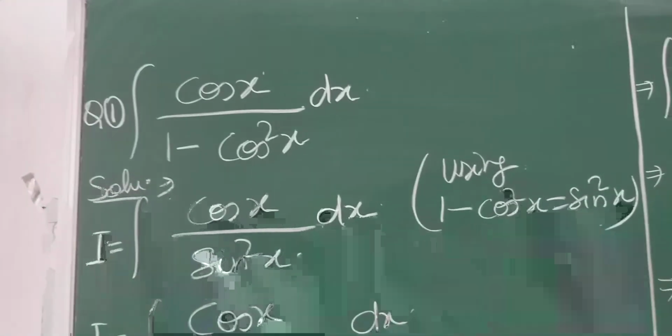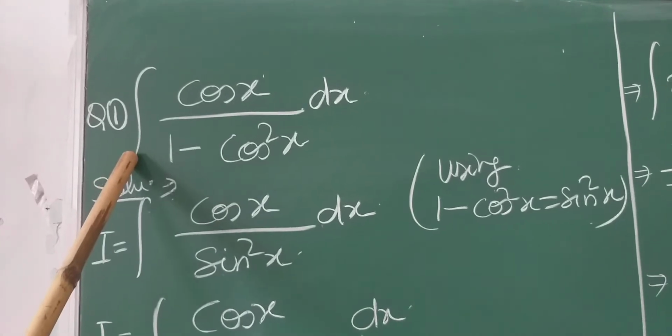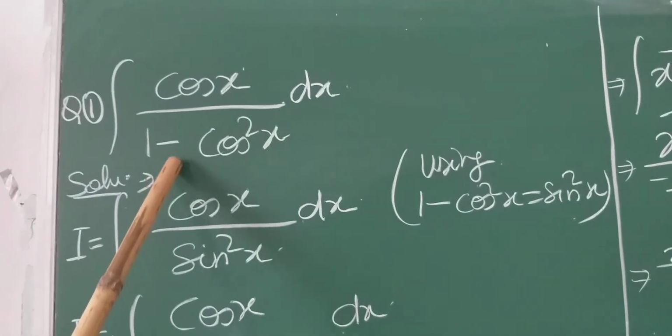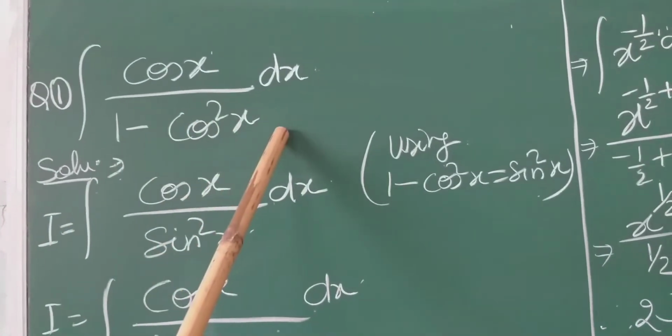Hello students, let us solve more questions of integration. So this is question number 1. We have to find the integration of cos x upon 1 minus cos square x dx.